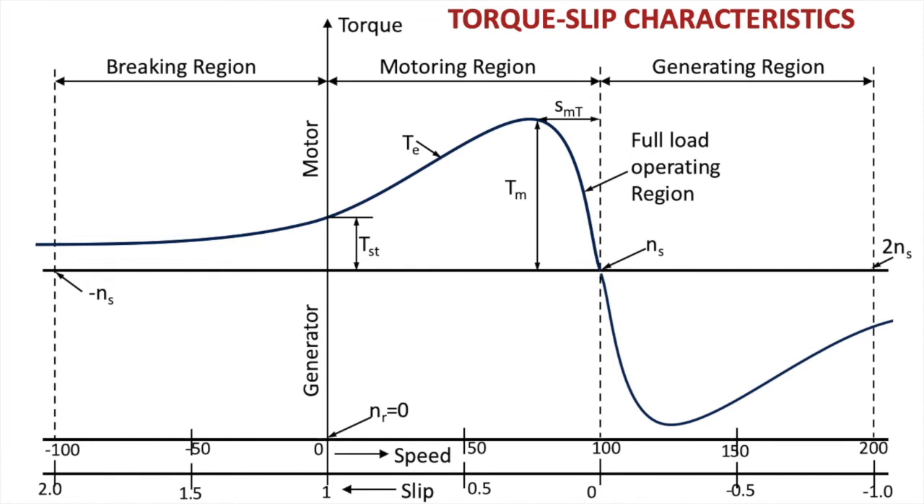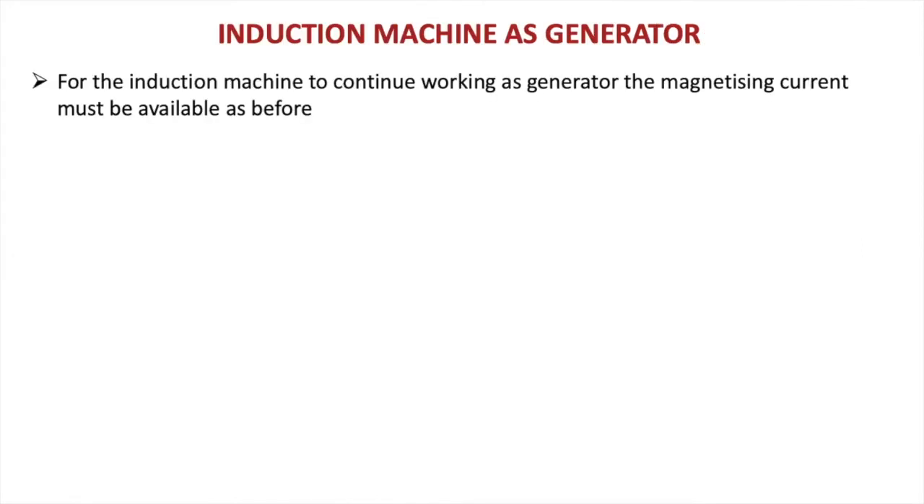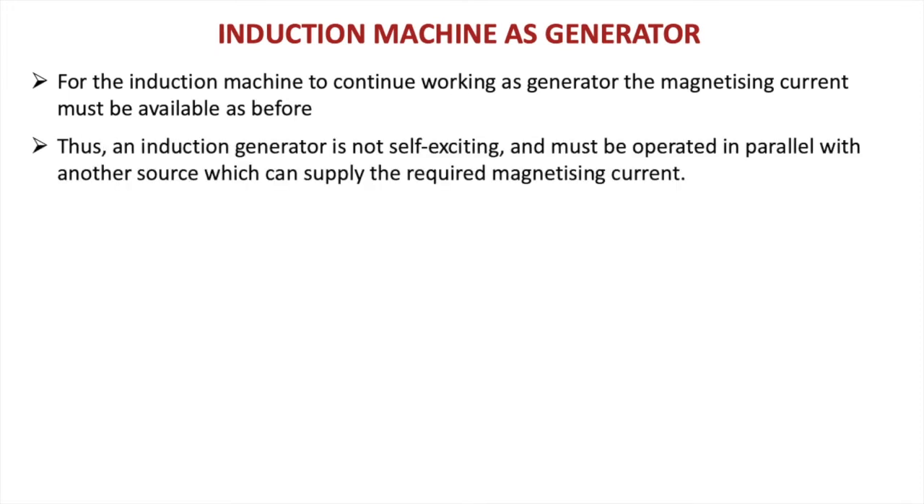Hence, this induction machine is quite common in wind generation systems. The remaining portion remains the same for the induction motoring region. We are not concerned over here. For the induction machine to continue working as the generator, the magnetizing current must be available as before. This means we can't segregate it from its supply.